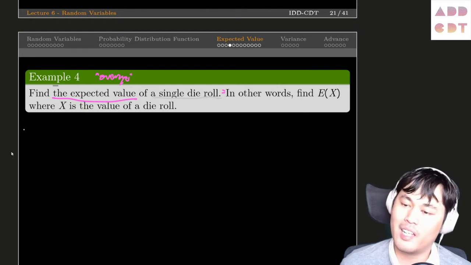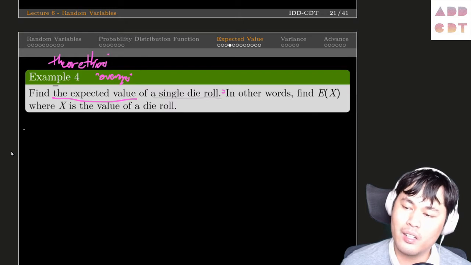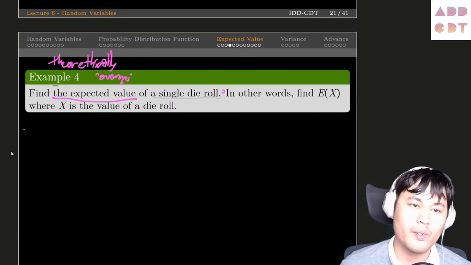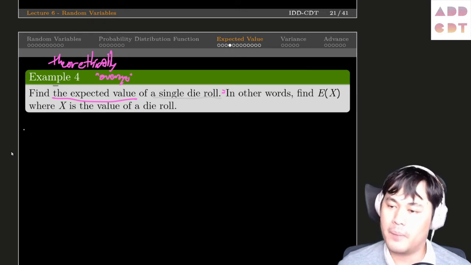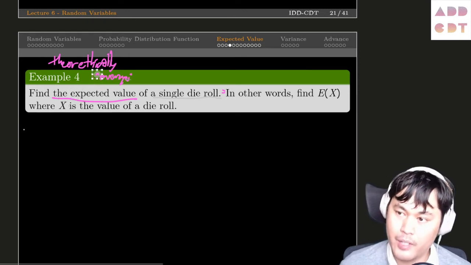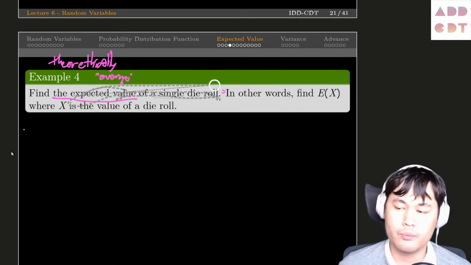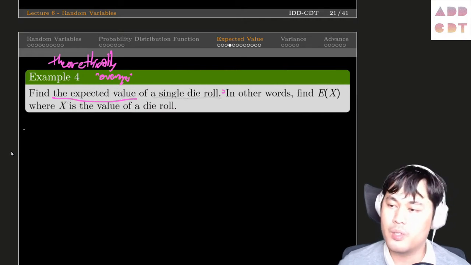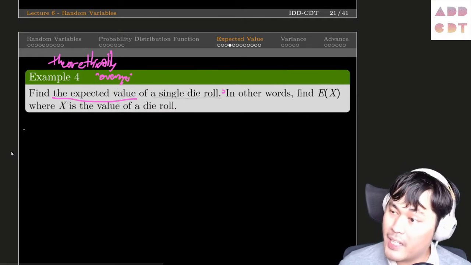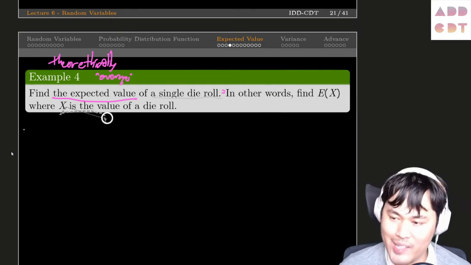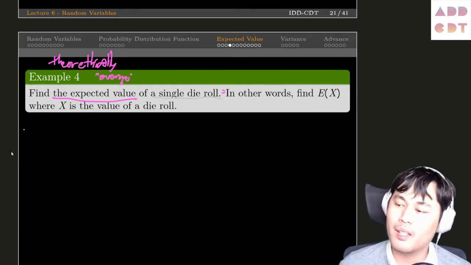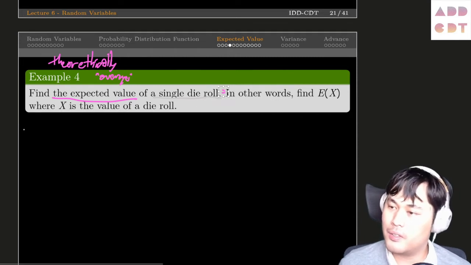Sometimes you will see the word theoretically. So, the average in theory. But the better word is expected value of a single die roll, and that's what you will be interested in. And in math notation, we are looking for E of x when x is the value of a die roll. So let's do it.